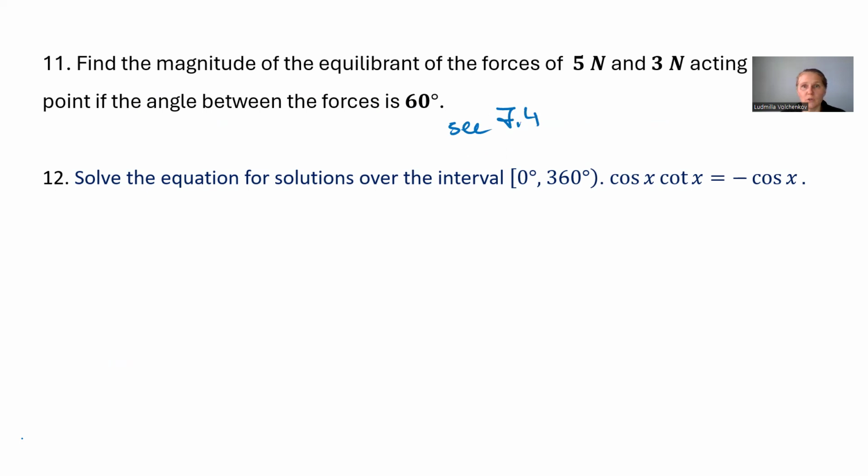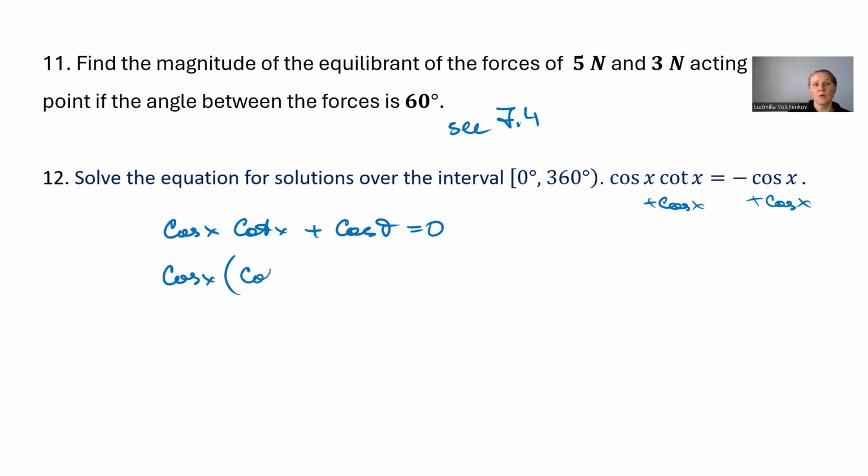Solve the equation for solutions in the interval from 0 to 360 for the equation cosine x, cotangent x equals negative cosine x. Let us collect all the terms on the left. So cosine x, cotangent x, plus cosine x equals 0. I have added cosine x to the left and to the right. Okay, now we can factor out cosine x. Cosine x, cotangent x plus 1 equals 0.